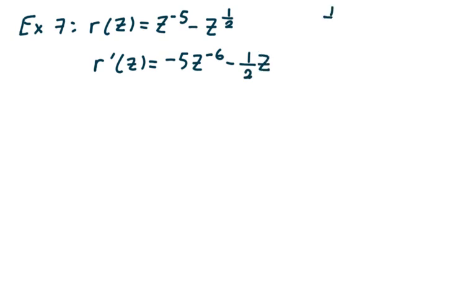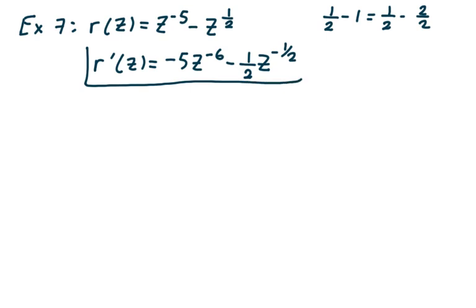And then remember, if I take 1/2 and take 1 away, this is 1/2 minus 2 over 2. And so that's minus 1/2 z to the negative 1/2. And again, that's okay because one of the terms has a negative exponent. So that one is okay.